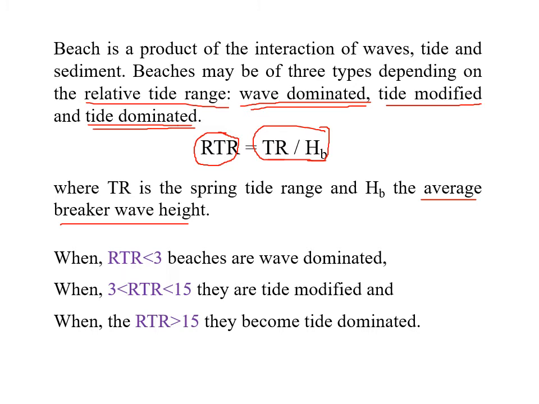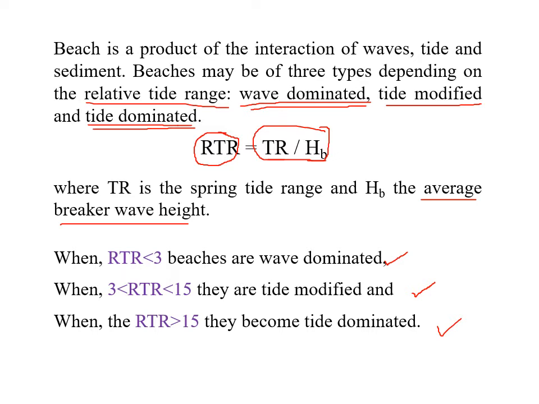That is, tide activity is maximum in the coastal areas. When RTR value is greater than 3 but less than 15, it is tide modified. That means that the beach area is mainly the product of wave, but some kinds of tidal activity are also modifying the deposition formed due to wave activity. And the last type, where the RTR is greater than 15, then the beach is tide dominated. That means wave processes or the activity of wave is found minimum in these beaches.